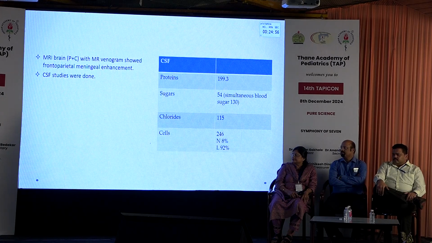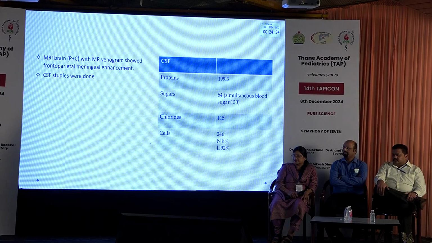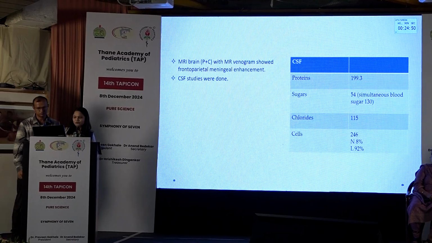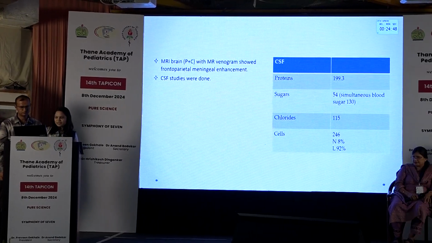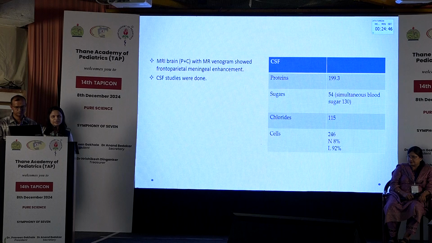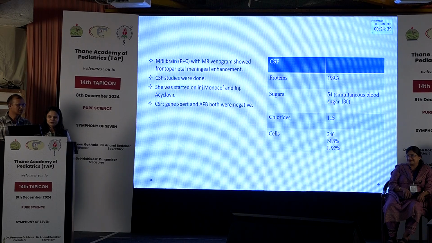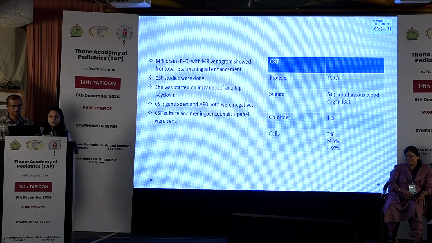CSF showed high proteins, 199.3. Sugars were low, 54, with the simultaneous blood sugar level of 130. Cells were elevated, 246, with lymphocytic predominance. So she was started on injection monosef and acyclovir. Her GeneXpert and AFB were both sent, and came negative. Her CSF culture and meningoencephalitis panel were sent. And there were no fever spikes since admission.